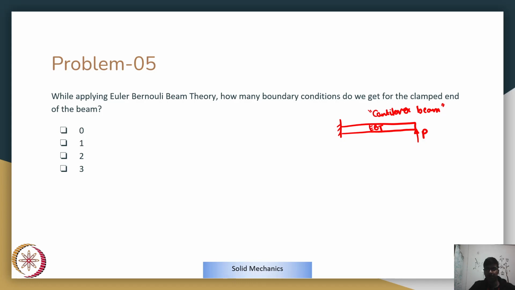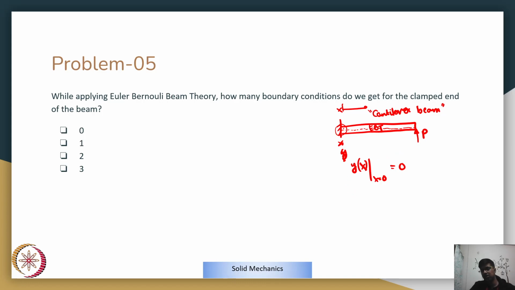So we are asked how many conditions do we have on the clamped end or the left end. As you can note, in Euler-Bernoulli theory, first of all we only look at the center line. So if you look at the leftmost end, you can see that the center line cannot move up or down. It is clamped. It actually even cannot move front and back. So suppose I write this coordinate as x, your y of x at x equal to 0 is 0.